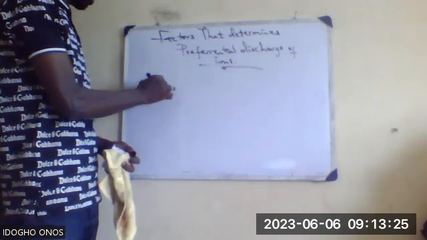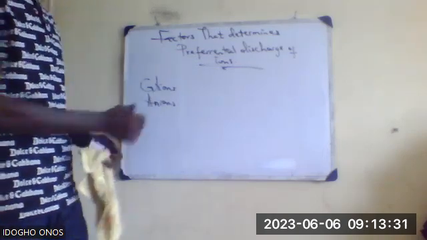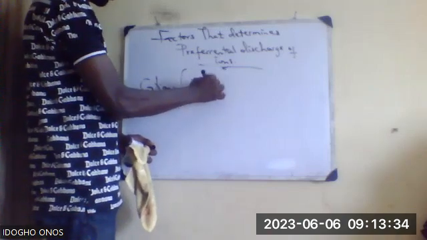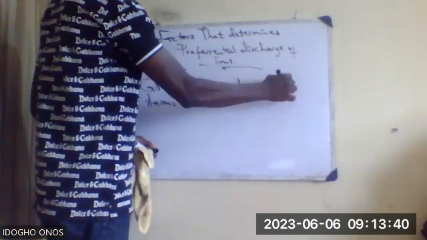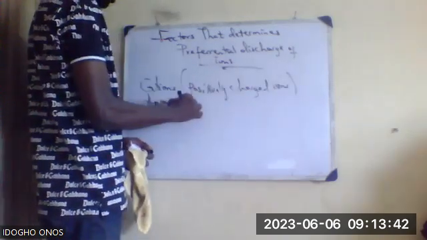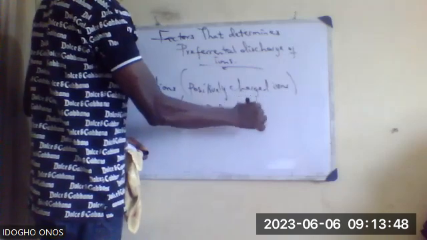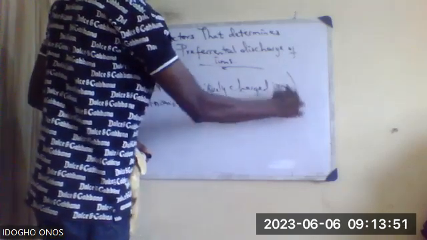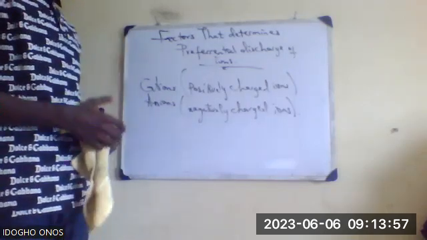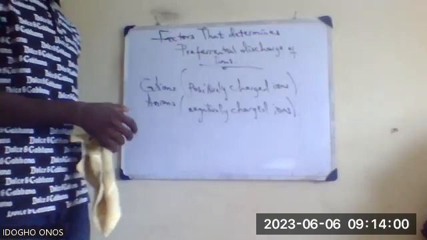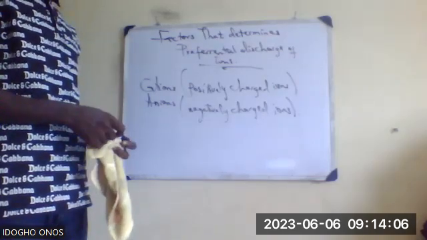We were able to understand that cations are positively charged ions, while the anions are negatively charged ions. And these two kinds of ions, either the cations or the anions, migrate to the cathode and the anode respectively.